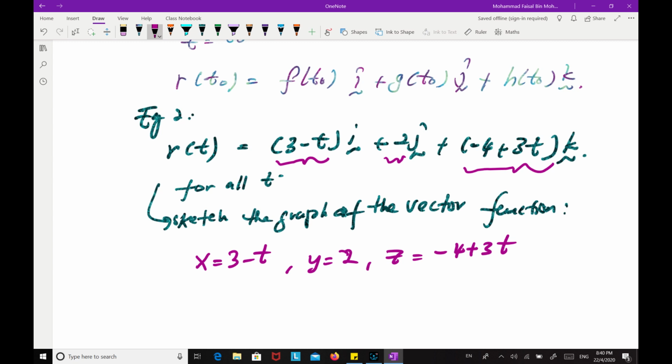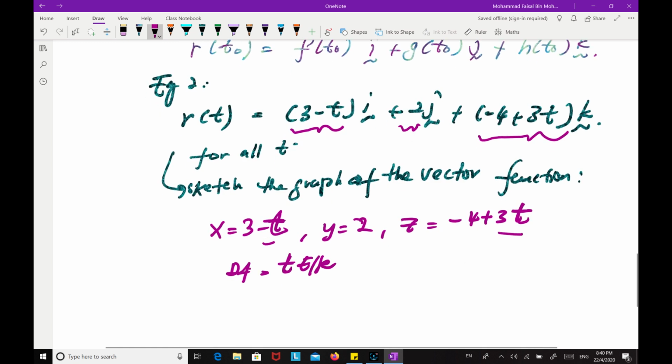From here, the domain of this function is t always an element of R. Because we want to choose t, your t can be anything, because in the function we do not have any square root or any reciprocal, so t can be anything, an element of R, infinity.